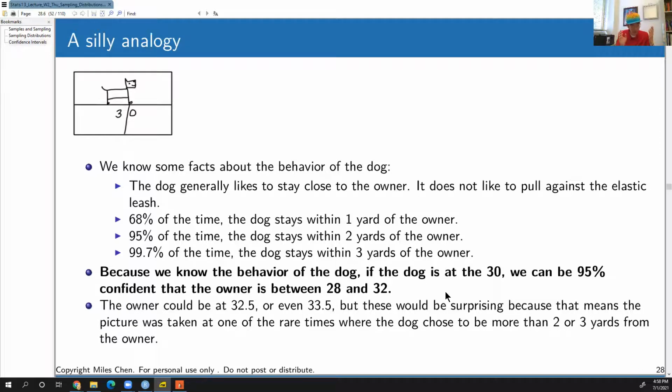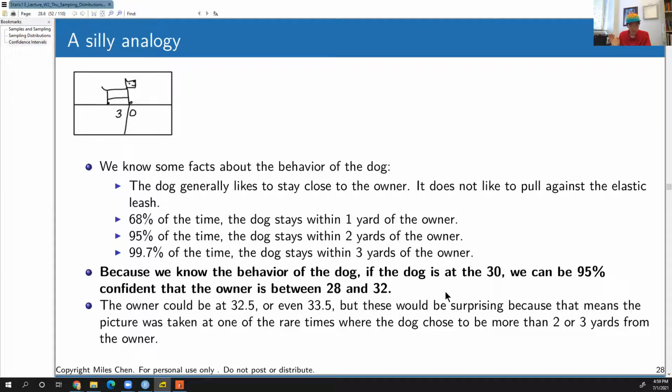But the truth is that the owner could actually also be at, say, 32.5. It could even be at 33.5, could be even farther away than 3 yards from the dog, or the dog could be more than 3 yards from the owner. That would be surprising to us, because it means this picture just happened to be taken at one of those rare moments where the dog chose to be more than 2 or 3 yards from the owner. It happens, not very often, but it happens. And we would just say, oh well, that's a coincidence that this picture was taken at that moment.